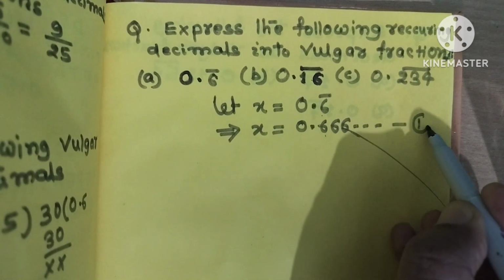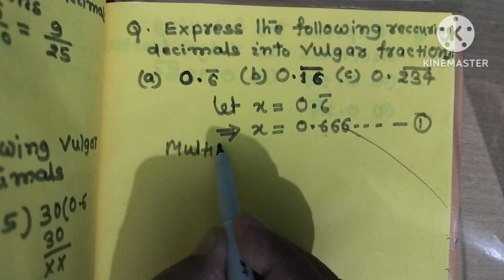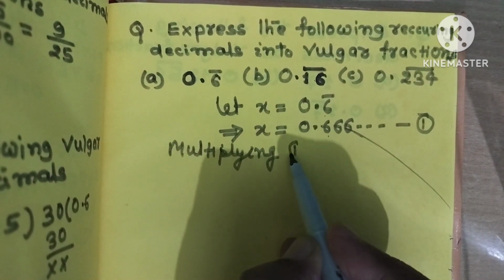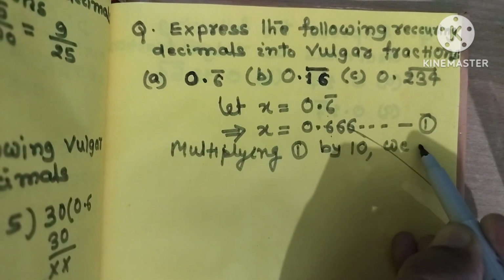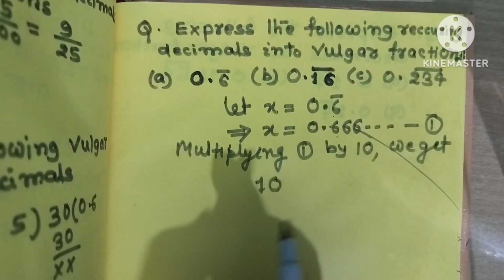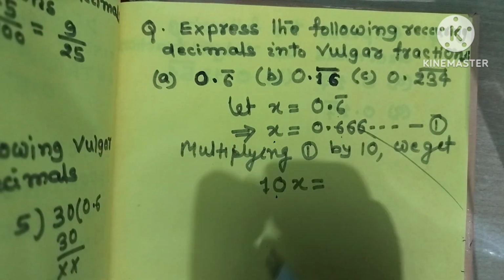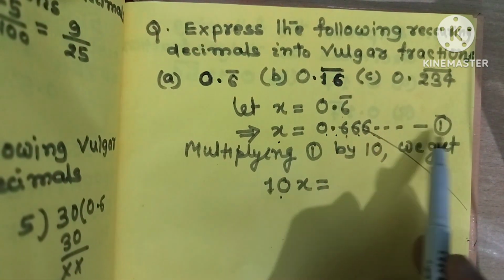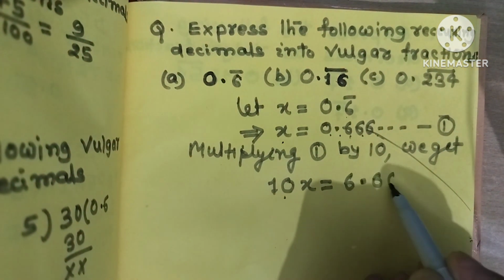Suppose this is first. Multiplying first by 10, we get 10x. If you multiply by 10 here, 10x is equal to, if you multiply 0.666 this is going to infinity, so it will become 6.666.